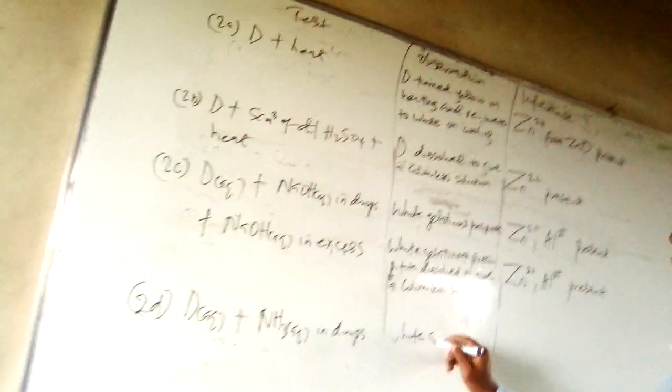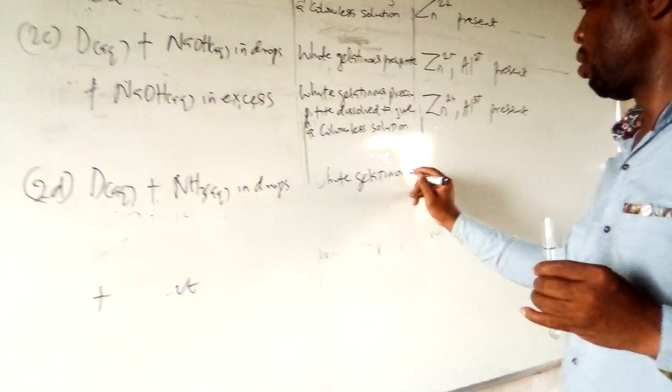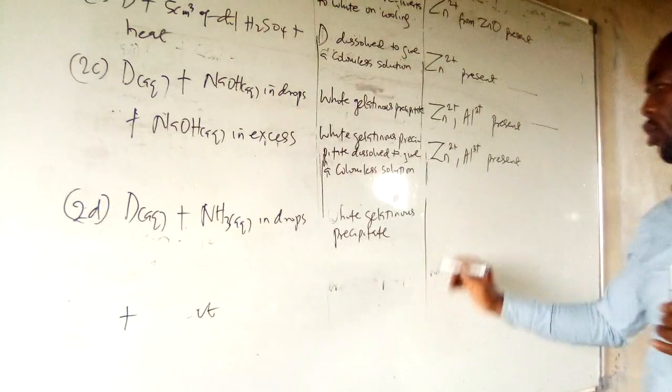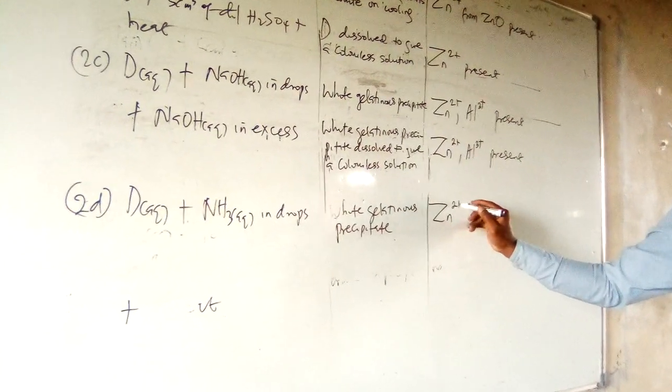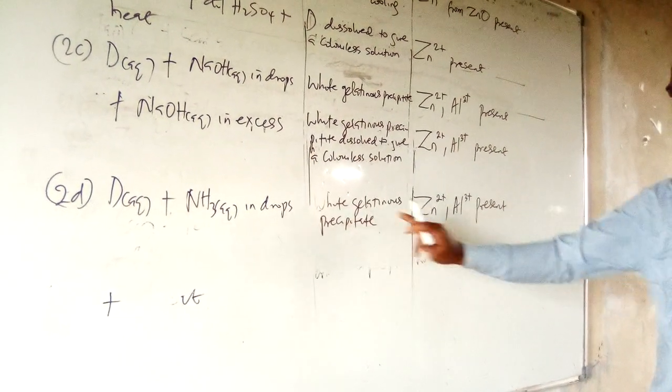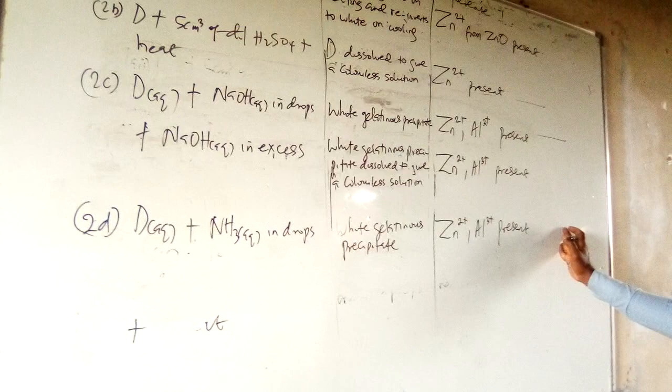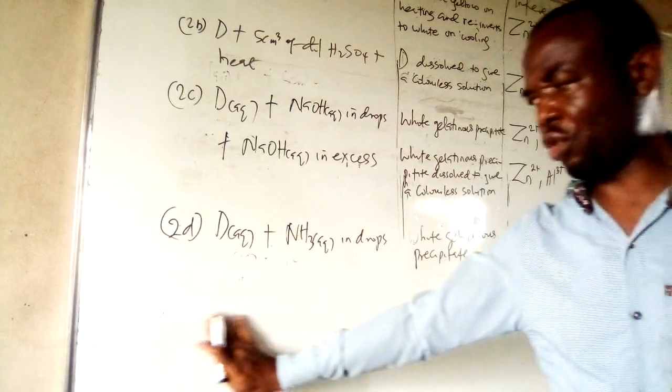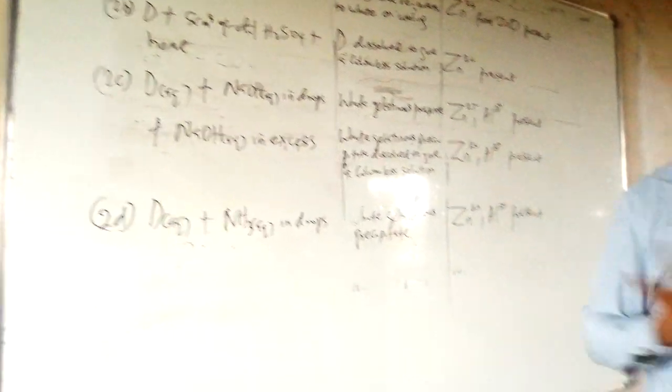So our report will now be: white gelatinous precipitate that is formed when added in drops. Of course, what do you have here? Zinc 2 or aluminium present. Because if you don't put gelatinous, you can now include lead. But be very short, since you are sure of what you are seeing. So go straight to the point.